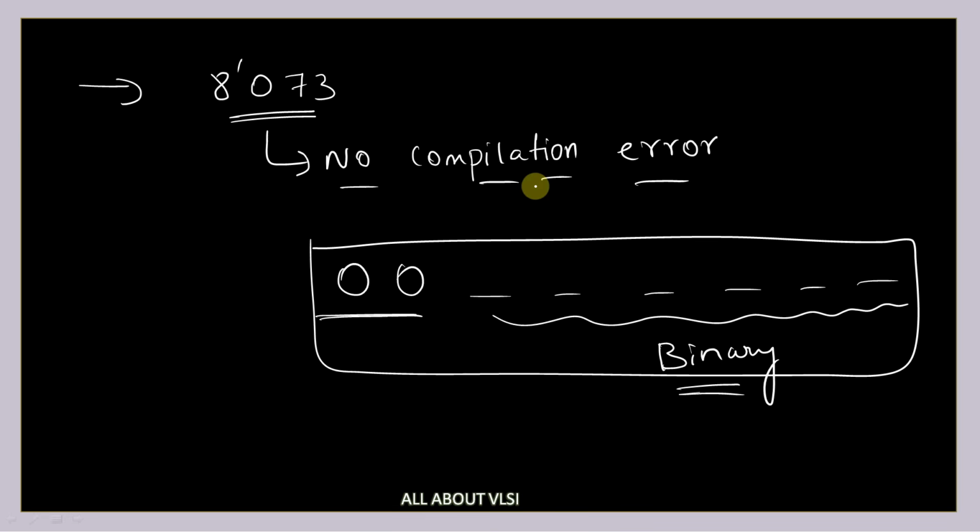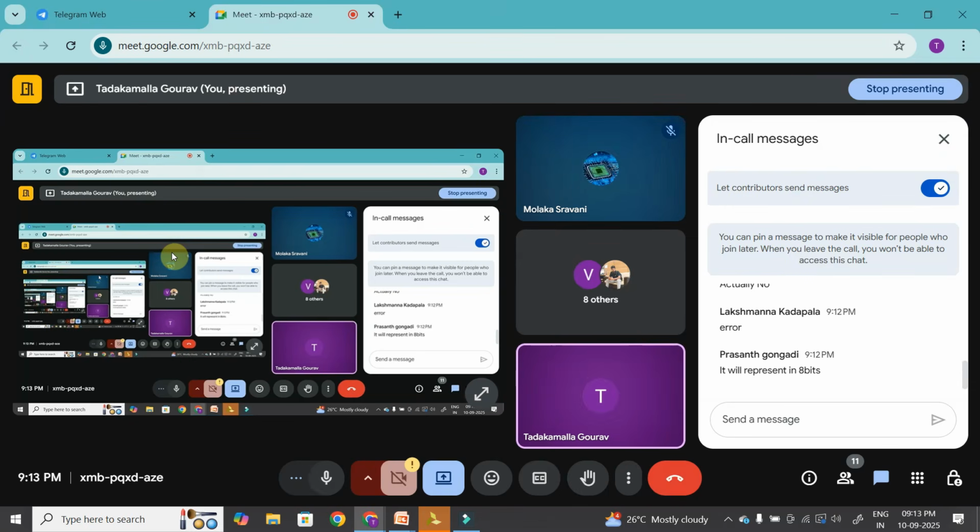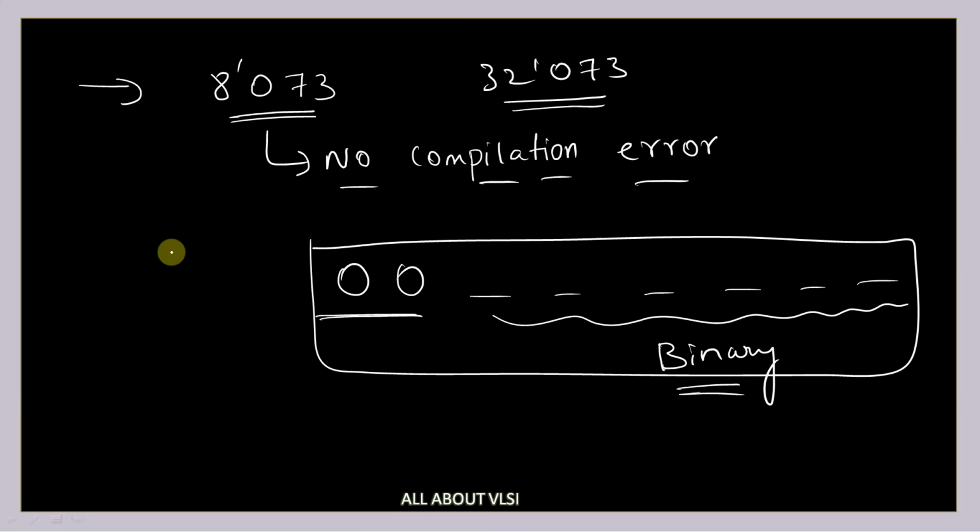Let's say if you have written 32'o73, then also you are not going to get any compilation error. The last 6 bits will be allocated for the binary equivalent of that particular value, and all the remaining bits will be appended with zeros in the MSB. Is it clear? Yes. Okay.